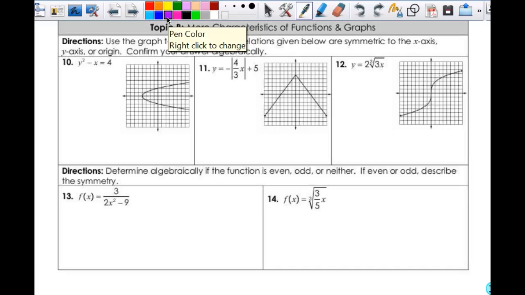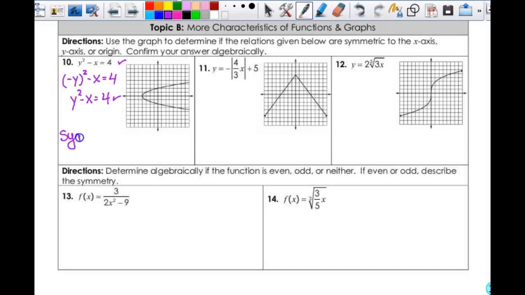If that is true, then I should be able to substitute in a negative y and get the same thing back out. So if I substitute in a negative y squared minus x equals 4, that means y squared minus x equals 4, and these two are the same. I have confirmed it algebraically, and I can say it's symmetric with respect to the x-axis.